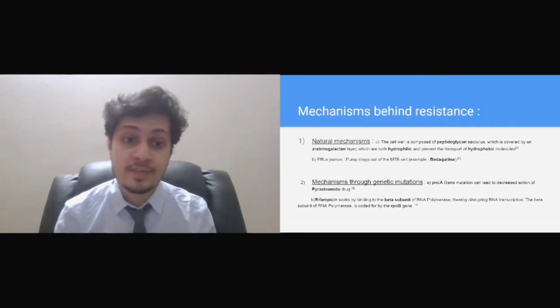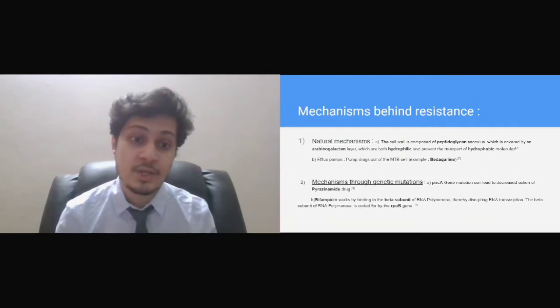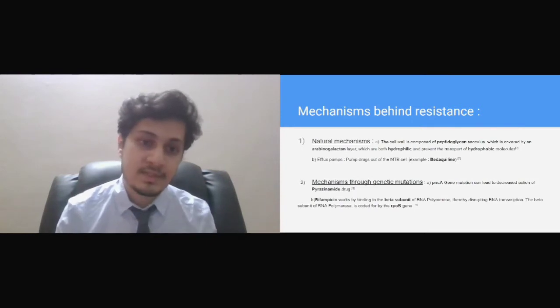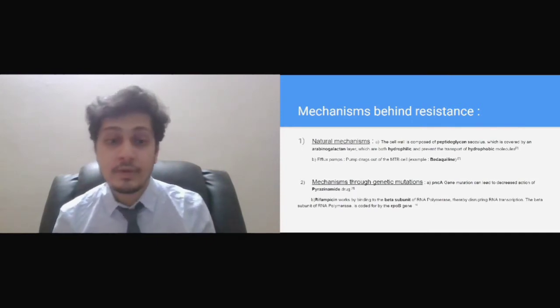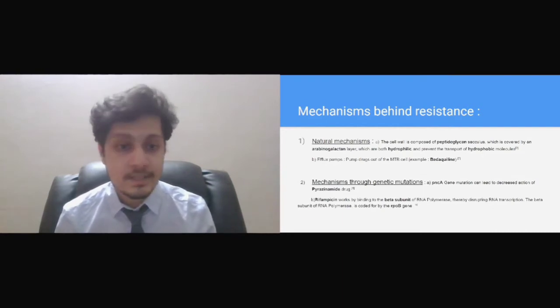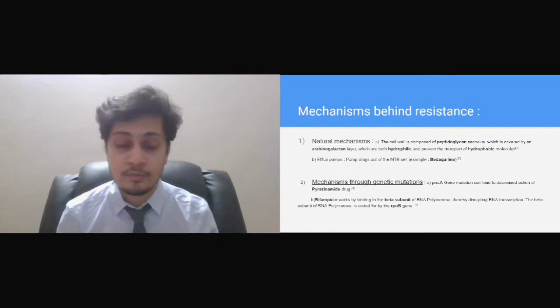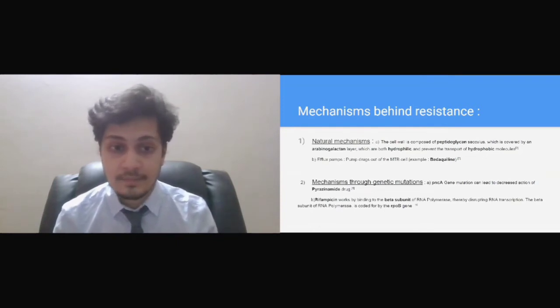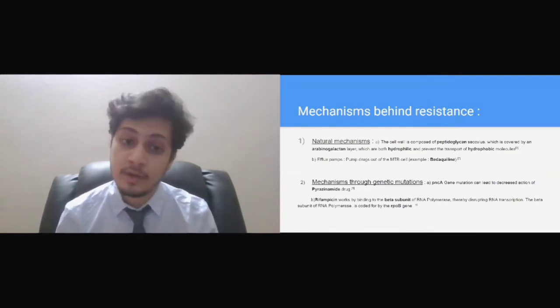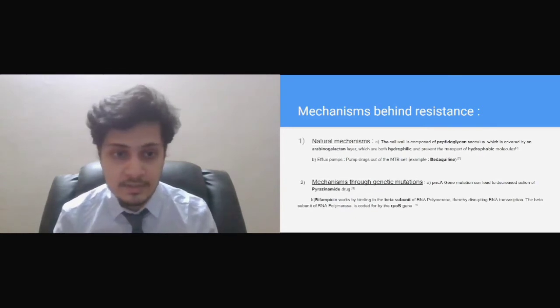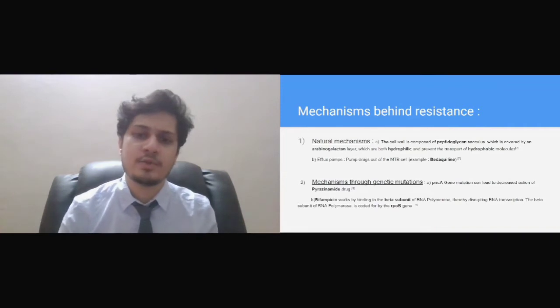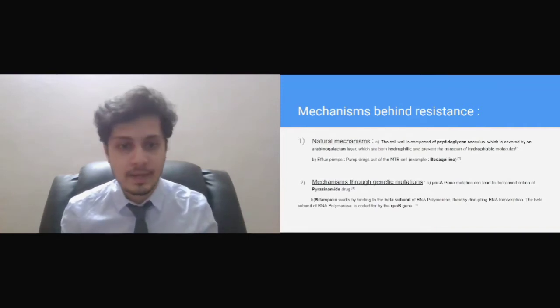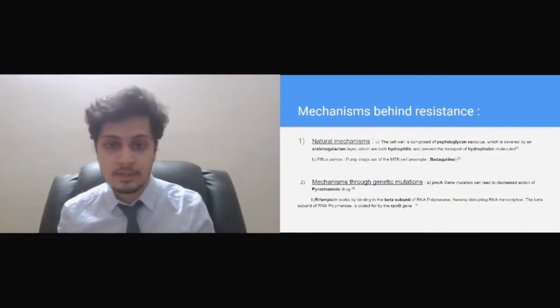Along with this, we also have efflux pumps. Now, these are pumps which essentially pump out active drugs from Mycobacterium tuberculosis outside the cell. For example, we have seen a very recent example of this in pediquilin, which is one of the newest drugs which has been approved by the WHO in the treatment of MDR-TB. However, recently we have been able to overcome this because of efflux pump inhibitors with the help of drugs such as verapamil. Now, there are also mechanisms through genetic mutations which have been acquired by MDR-TB across the years.